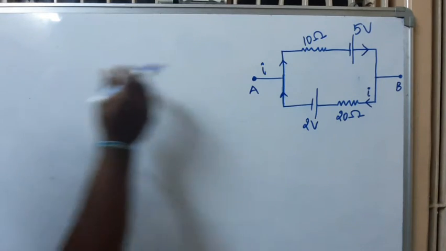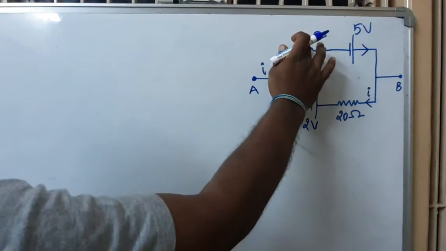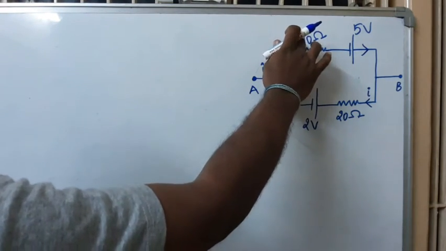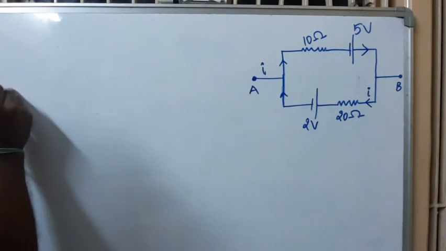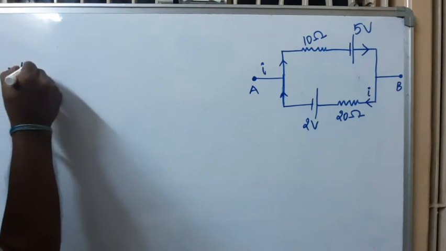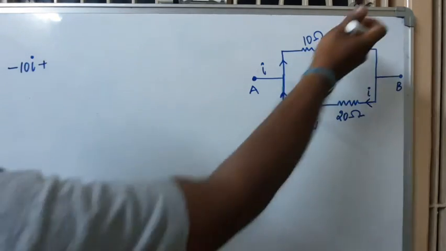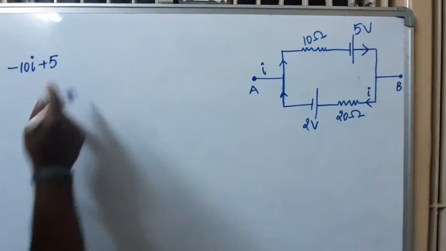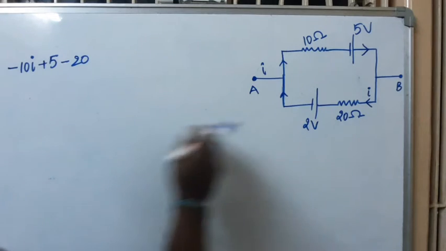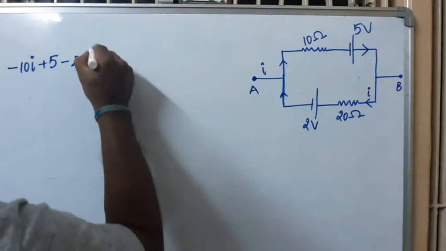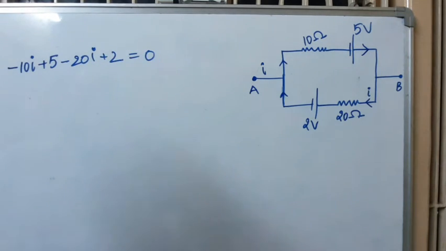As the current direction is like this, we will start from here. Here the resistance is 10 ohms and the current, as we have to find it, we will assume as I. So there it will be minus 10I. Now coming to this one, here directly we have the potential, that is 5 volts. And again coming to here, minus 20 and current is I. Next coming to here, the potential is 2 volts. According to the rule, this is equal to 0.